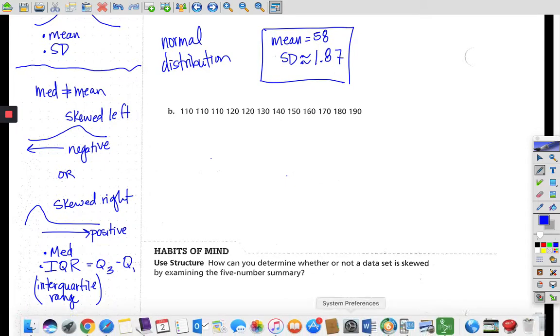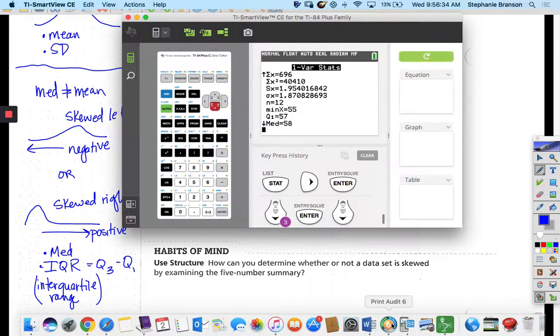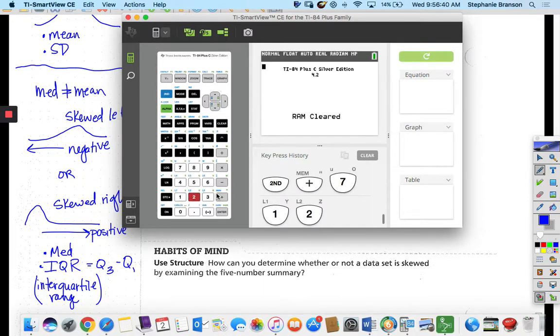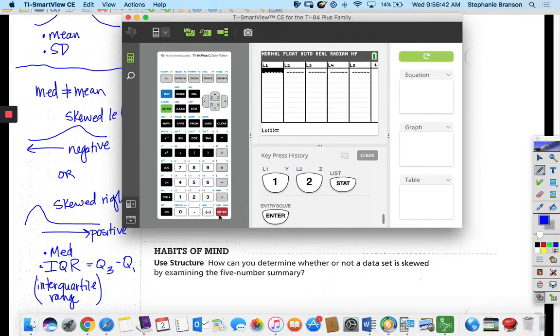All right, now for 110, we wanted a second plus 7, 1, 2. Clear it all out. 110 3 times. 120 2 times. 130 once. 140, 150, 160, 170, 180, and 190.